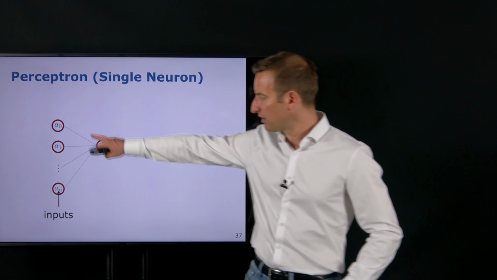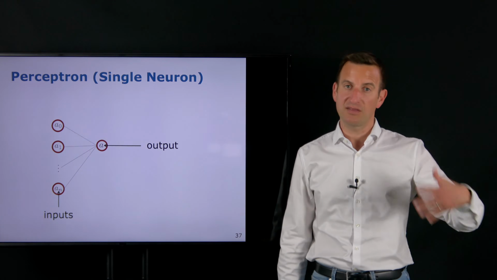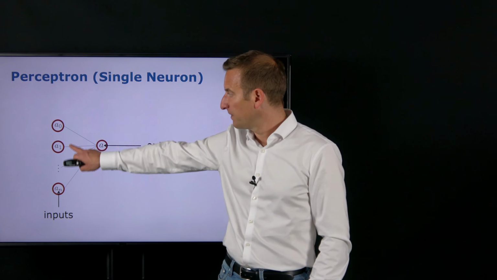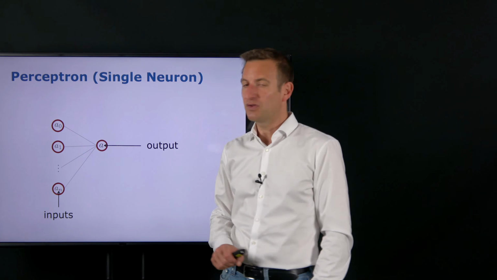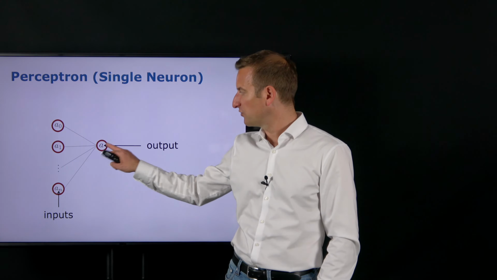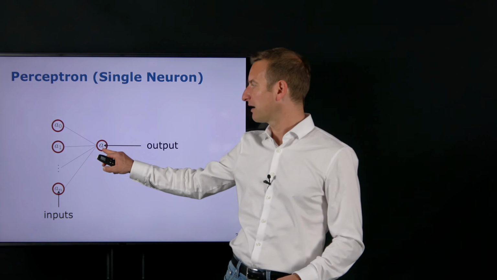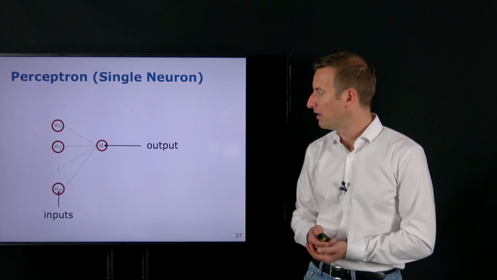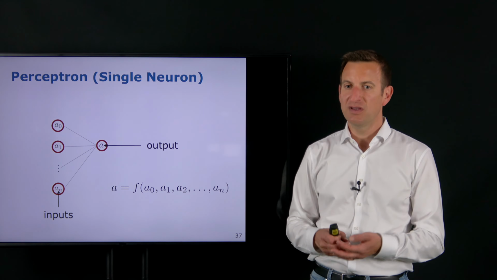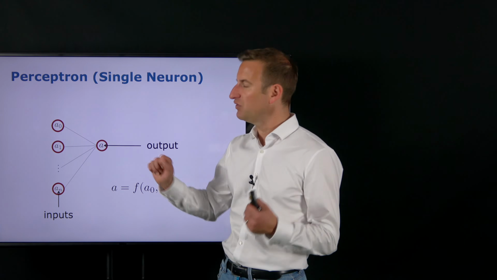So what we have here are our inputs. These are the neurons of the previous layer, either the input layer or one of the hidden layers. All the neurons are linked to this individual neuron over here, which we want to look into, and it generates an output. It generates a computation, a value, a so-called activation. We use the letter A here for my output activation, the output of that neuron. And it does so using some function.